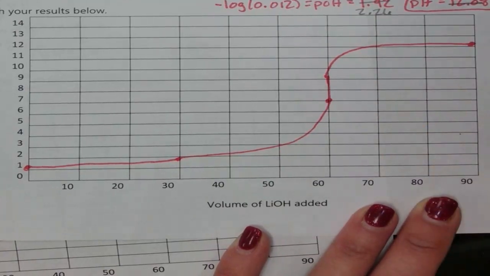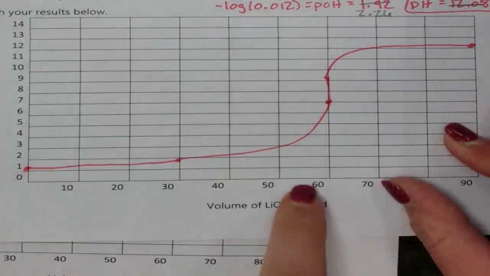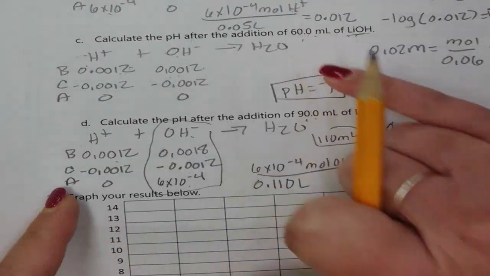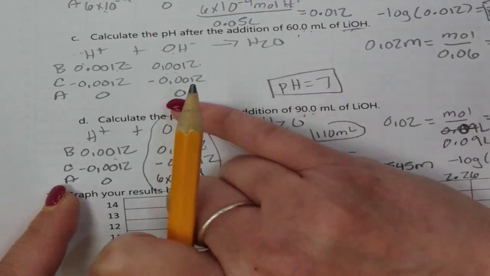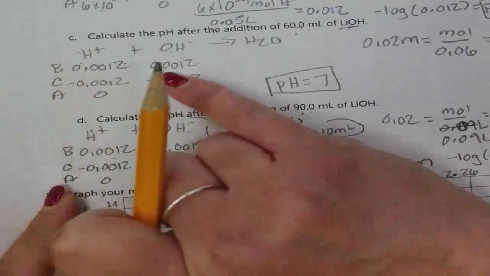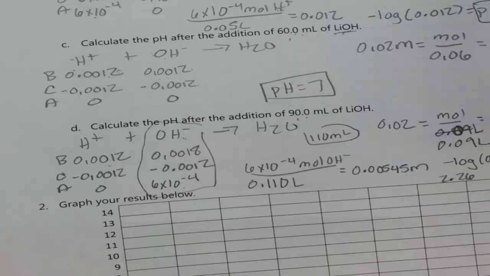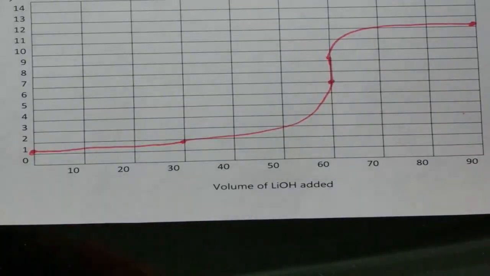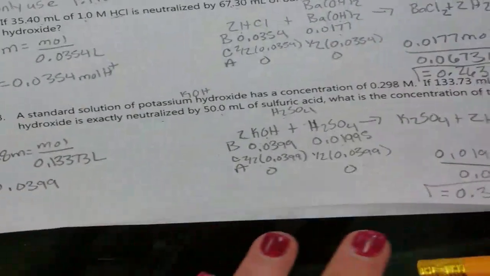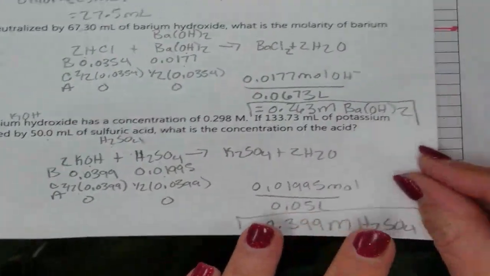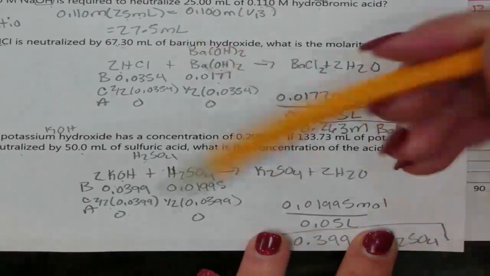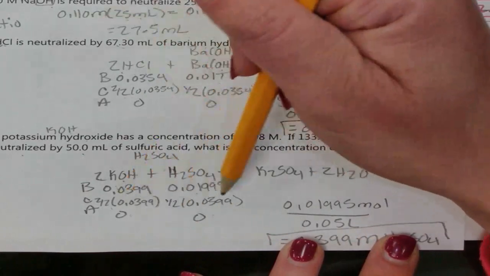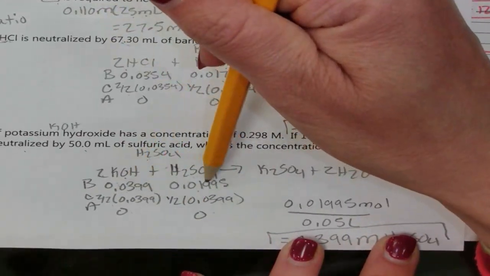All right, and when 60 milliliters of volume of base was added, we did have a pH of 7, where we had the equal number of moles of acid and base. Quick review. Remember, it is a stoichiometric relationship. So back here on these previous problems, we had twice as much acid as we did base. We had twice as much base as we did acid.